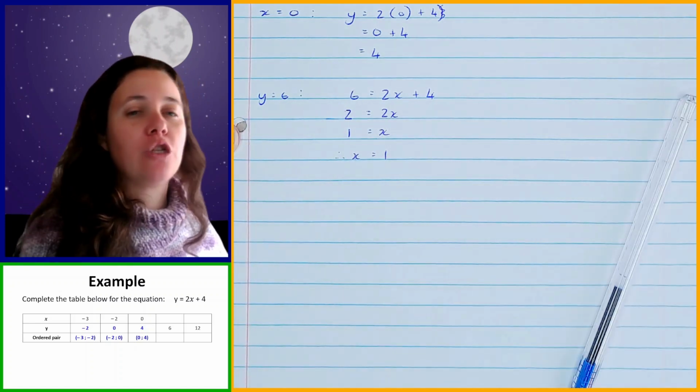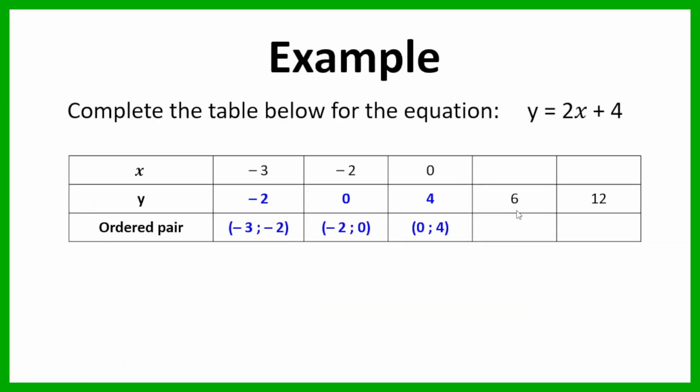Okay, so in our table over here, if y is 6, then x will be 1, and our ordered pair is going to be 1, 6. Remember, the x value still goes first. Even though we started with the y value, the x value is still written first, and the y value is still written second.